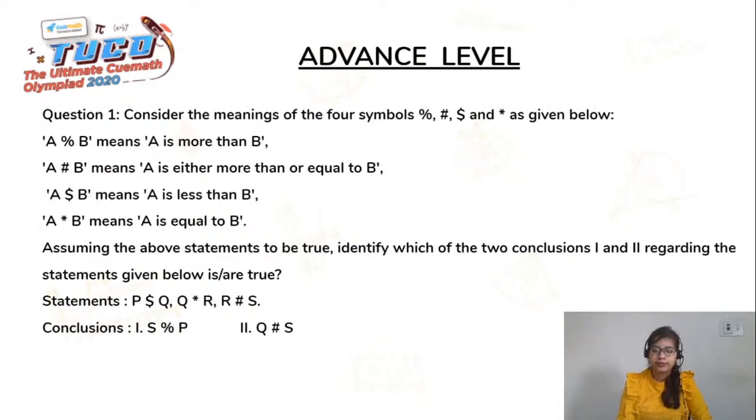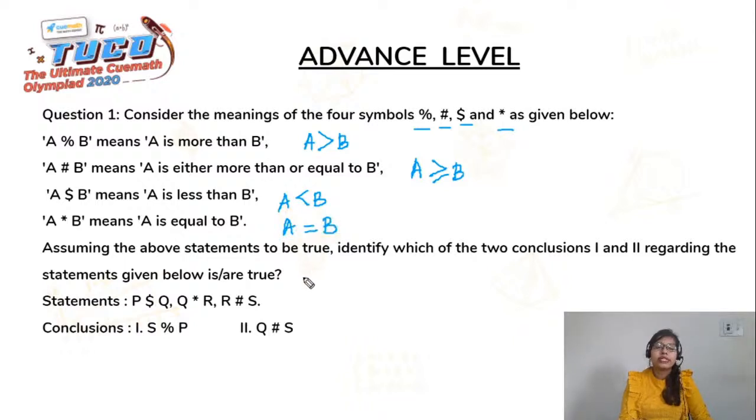Everybody, please focus. So here goes our first question. Consider the meanings of the 4 symbols percentage, hash, dollar and star as given below. So A percentage B basically means that A is more than B. So let me keep writing. A is more than B. A hash B means that A is either more than or equal to B. A dollar B means A is less than B. And A star B means A is equal to B.